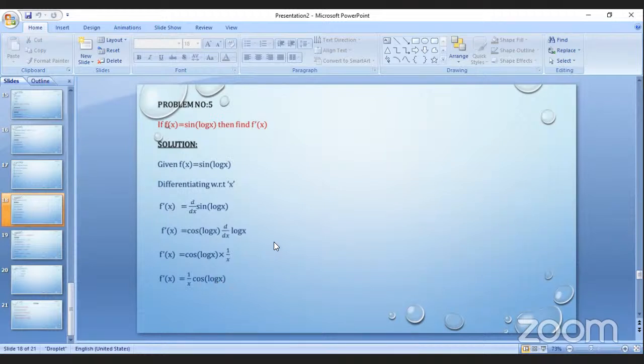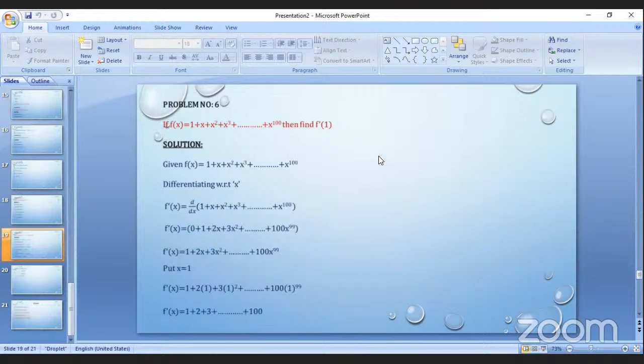Problem number 6, important for 2 marks. If f of x equals 1 plus x square plus x cube plus so on up to x power 100, then find the value of f dash 1.